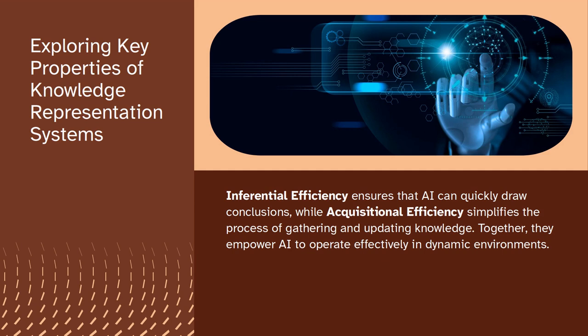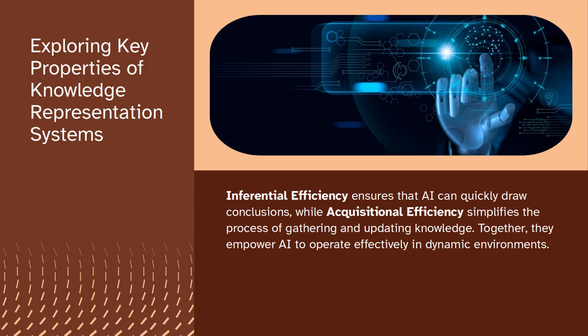Now, let's talk about acquisitional efficiency. This refers to how easily the system can acquire knowledge. Can it learn from data automatically? Does it require a team of experts to manually enter every fact? The easier it is to acquire new knowledge, the better. For example, a system that can learn new vocabulary from text or images is highly acquisitionally efficient.